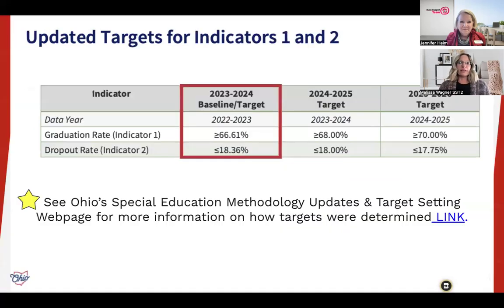So we have some updated targets for indicators 1 and 2, and you can see them on this slide. Also, if you want to see Ohio's education methodology updates and target setting webpage, we have a link here that you can use for further reading.